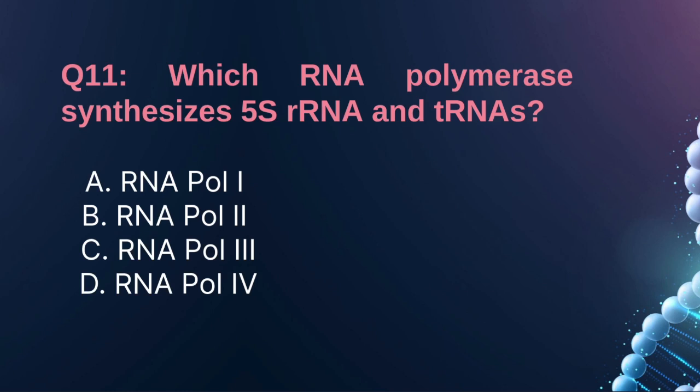So the answer is C, RNA polymerase 3. RNA polymerase 3 is the one that's going to transcribe genes for some sRNAs, tRNAs, 5S rRNAs. So don't confuse that with RNA polymerase 2, which is essential for mRNA production or synthesis.